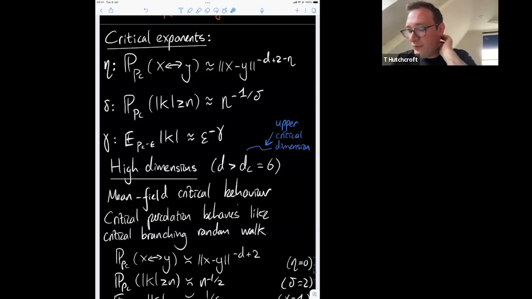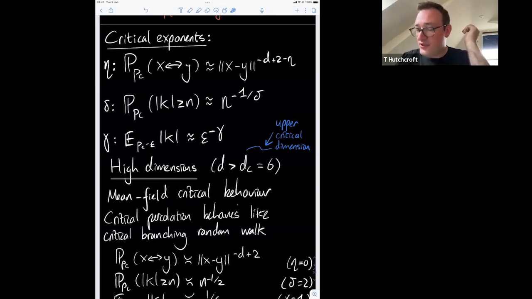Another exponent that will be important to us is delta, and this is the tail of the volume of the cluster at the origin. I'm going to write just K, or sometimes K sub 0, for the cluster at the origin. So this is saying the probability that the cluster at the origin has at least n vertices should decay like some power of n, and this power is traditionally denoted 1 over delta.